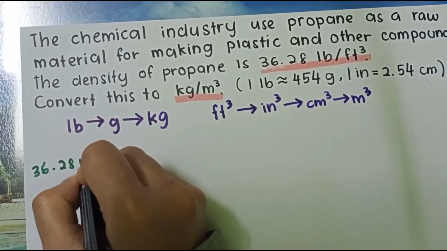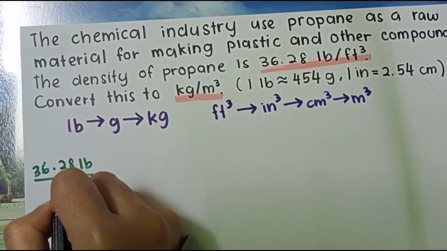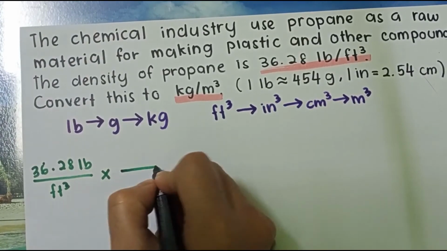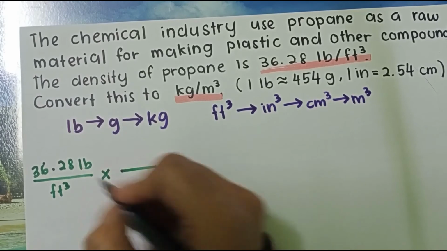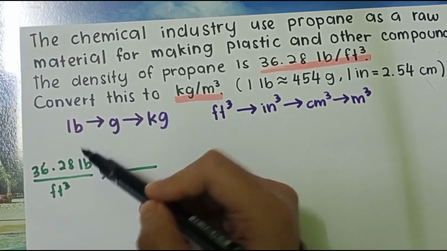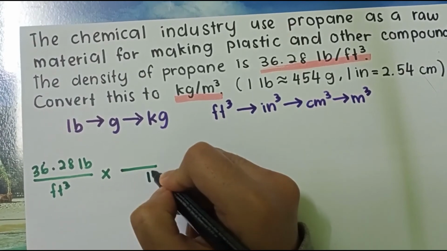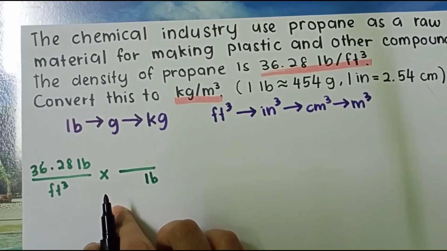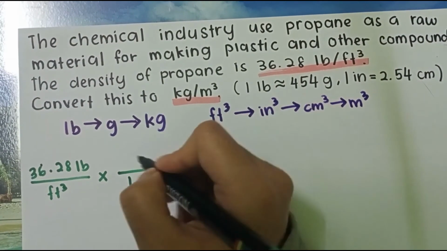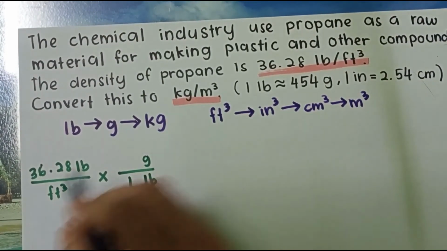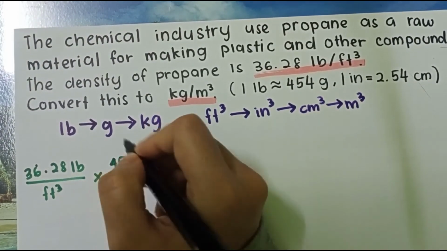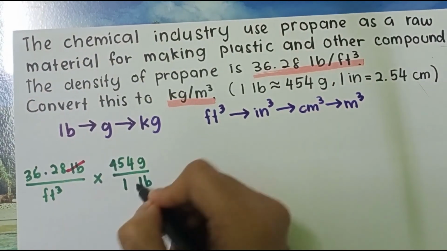Okay, we start with 36.28 pounds over cubic feet times, we want to convert it to gram. So if we want to cancel pound, pound is at the top, so we put pound at the bottom. Okay, 1 pound we need to convert to gram, and we know that 1 pound is 454 grams. Okay, then we can cancel pound.